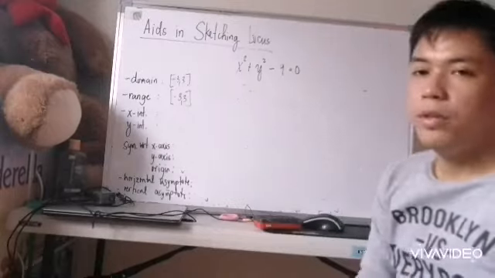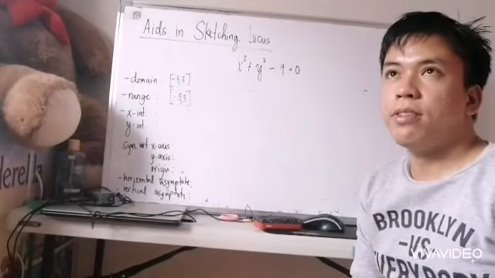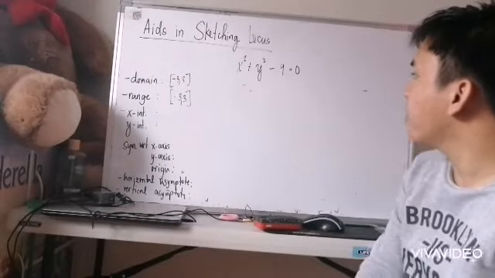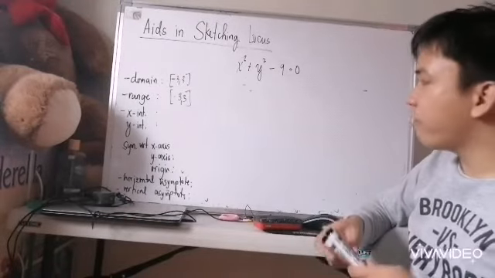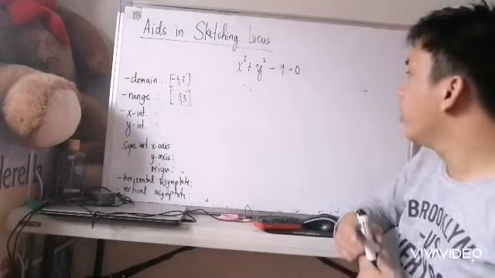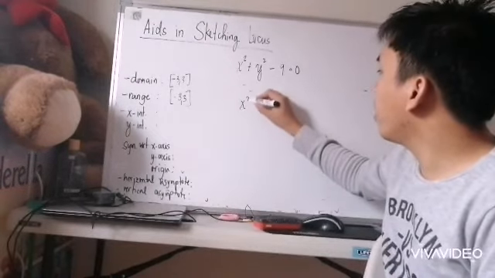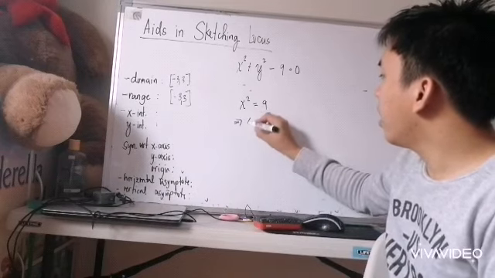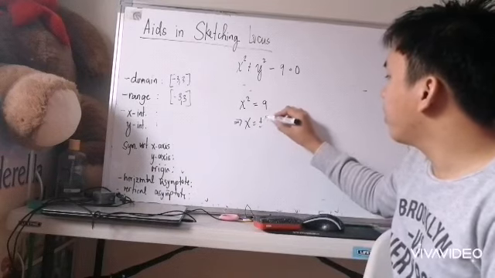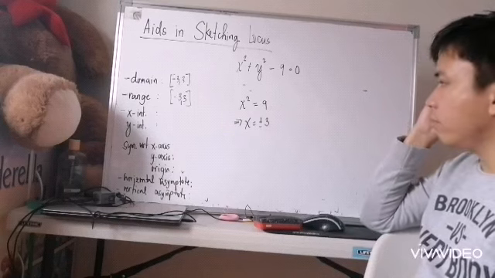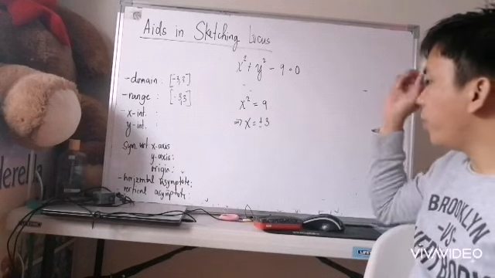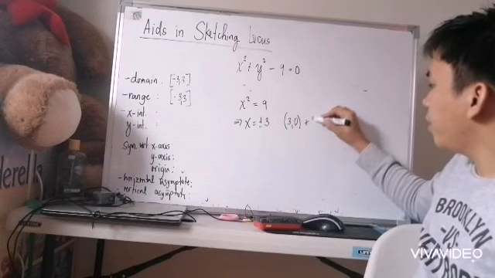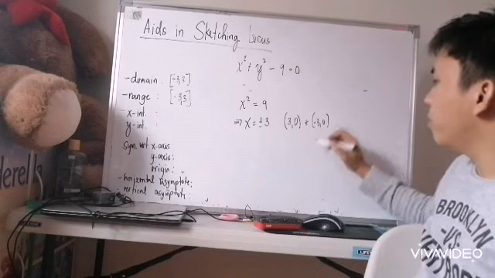That's it. Now let's check for the intercepts, the x and y intercepts. Let's start first with the x-intercept. For the x-intercept, let's assume y equals 0. So x squared equals 9, implying x equals plus or minus 3. So your x-intercepts are (3, 0) and (-3, 0).